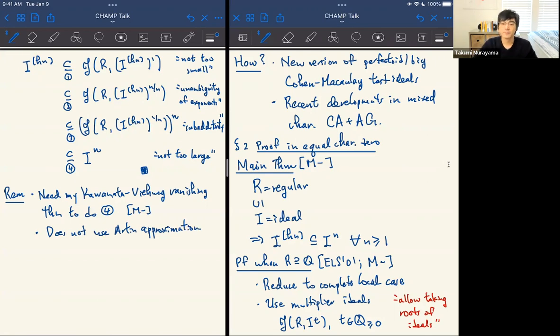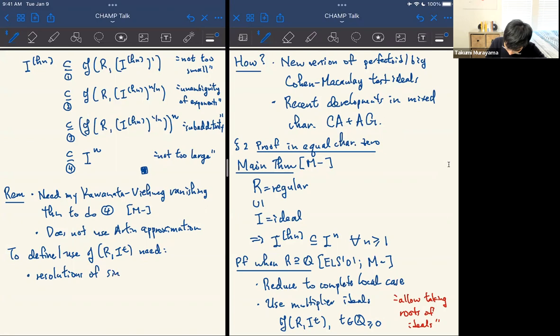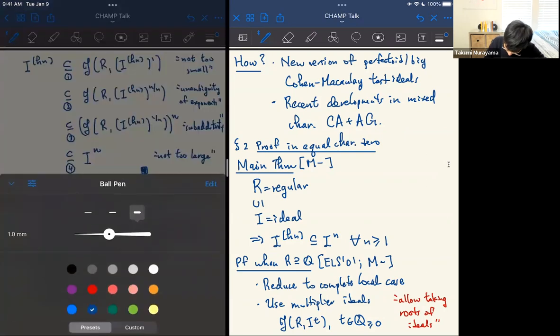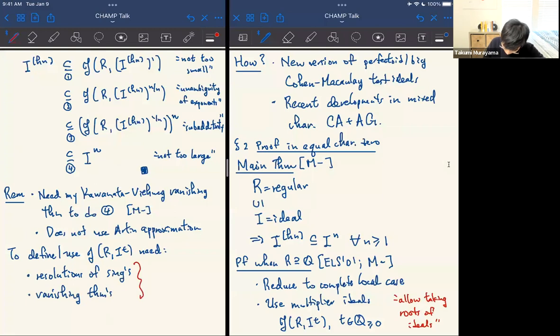All right, great. So now I can tell you a bit about why we can't do the same proof in positive or mixed characteristic. If we want to define or use multiplier ideals, we need two tools from characteristic 0 algebraic geometry. The first one is resolutions of singularities, and the second one is vanishing theorems. I won't talk about the history too much, but in any case, in positive characteristic and mixed characteristic, they're either unknown or false.